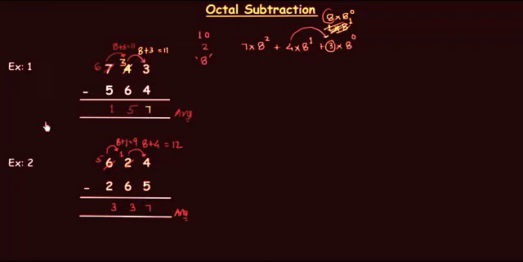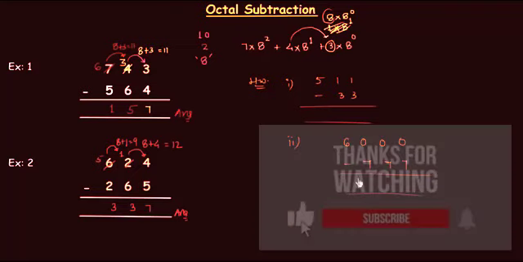Now we will move to homework problem. I have two homework problems for you. In first homework problem, we have 5, 1, 1 minus 3, 3. And in second homework problem, the first octal number is 6, 0, 0, 0. And we have to subtract 7, 7, 7 from it. So these are the two homework problems.